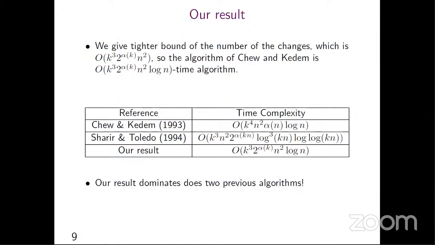In our study, we give a tighter bound on the number of the changes, which is k cubed times 2 to the alpha of k times n squared. So the running time of the algorithm of Chew and Kedem is reduced to k cubed times 2 to the alpha of k times n squared log n time. As the following table shows, our result dominates both algorithms in time complexity.